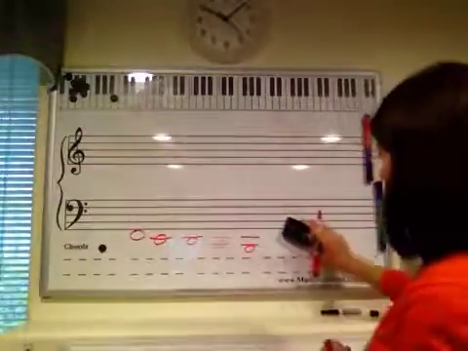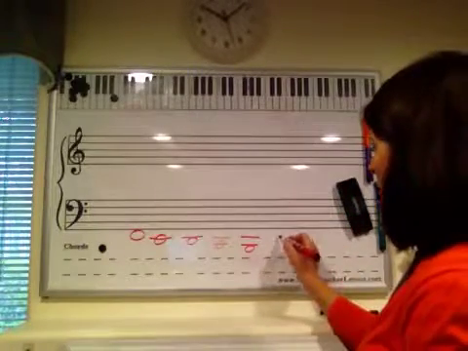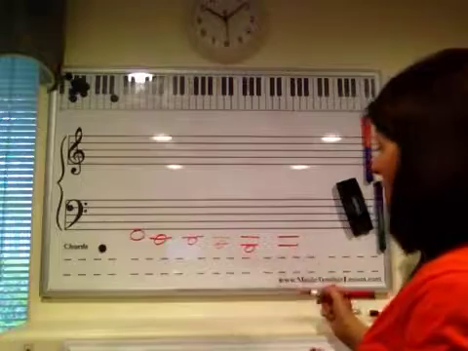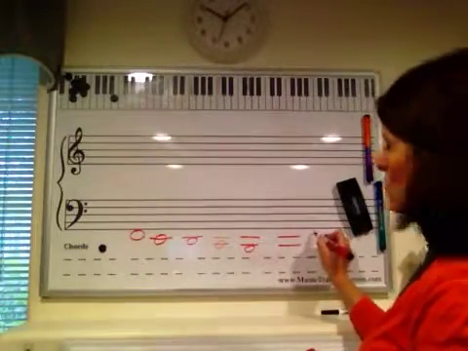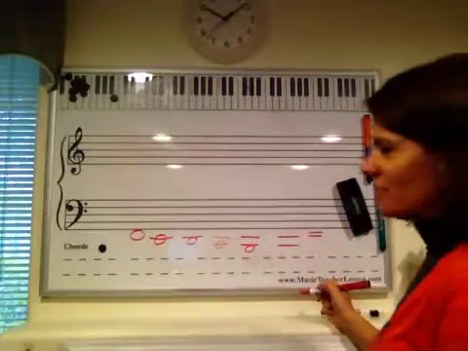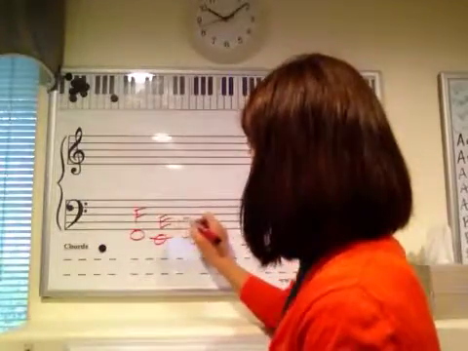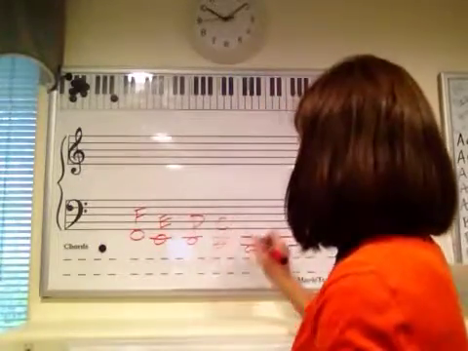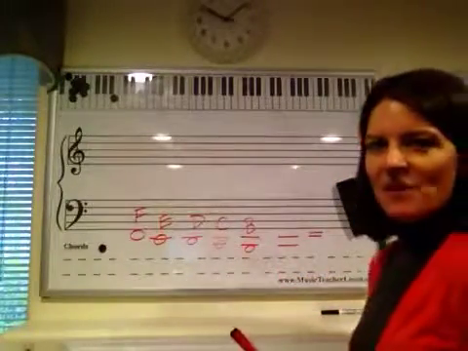You can see as I draw ledger lines, they need to be spaced the same distance as the other lines of the staff. So be careful as you do that. Don't draw them too closely together. And then I would label my notes: F, E, D, C, and B. And there you have the 5 notes below the staff.